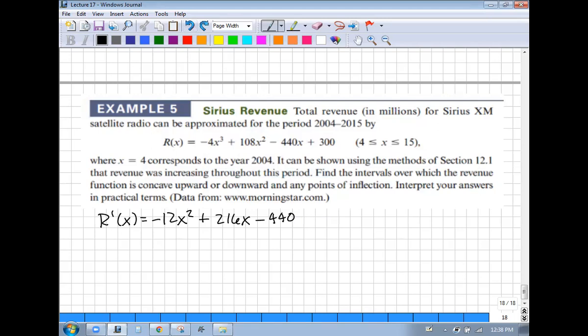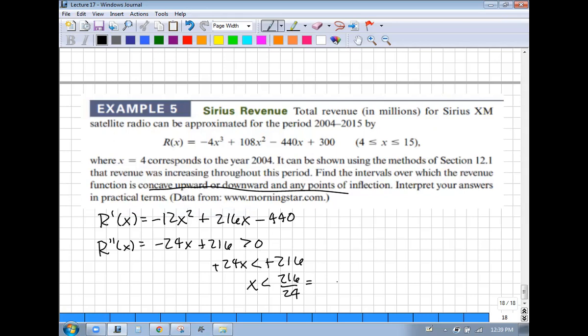But they want us to find when is it concave upward or downward. Well, we need to take second derivatives. So we get negative 24x plus 216. So when is this concave upward? Well, it's concave upward when this is positive, and I just subtract 216 from both sides. Now, if I multiply both sides by a minus, this thing has to flip-flop. Remember, that's how inequalities work. You multiply both sides by a negative, inequality flip-flops. Or if you take the reciprocal of both sides, inequality flip-flops. So x has to be less than 216 over 24. I forget what that is. 9. I think it's 9.